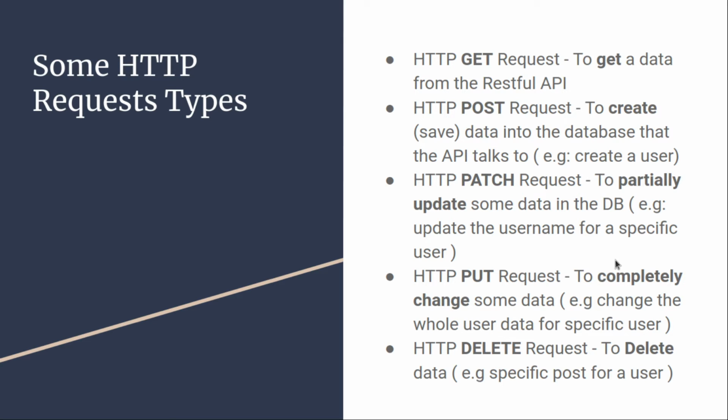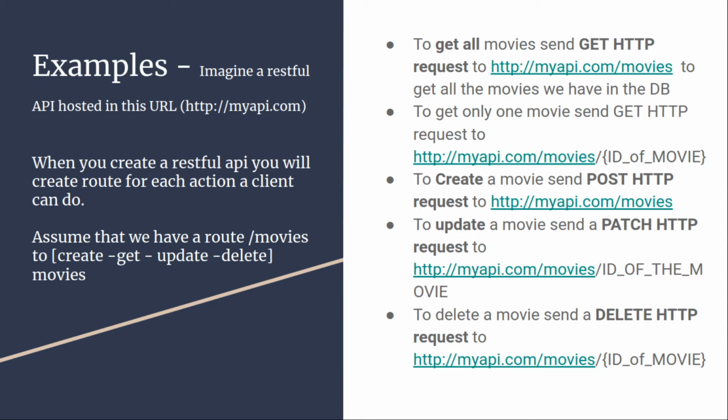A PUT request is to completely change some data, maybe change the whole user in the database. But I actually never used this PUT request. I usually use PATCH. And to delete something in the RESTful API, you will send a DELETE HTTP request to delete, for example, a specific post. When a user deletes his post, you will send an HTTP request to delete that post in the API, and the API will return with a valid response.